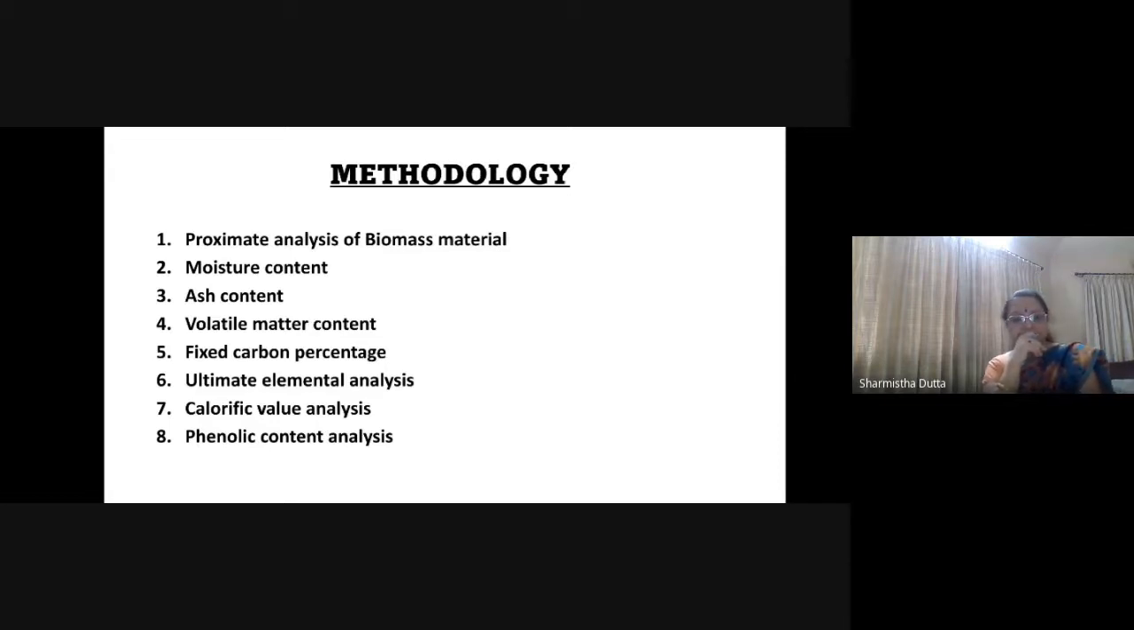Phenolic content analysis. The phenolic compounds were measured using the method detection limit. The method detection limit is the minimum limit of the substance that can be measured and reported with 99% confidence that the analyte concentration is greater than zero, and it is determined from the analysis of a sample in a given matrix containing that analyte of the biomass.